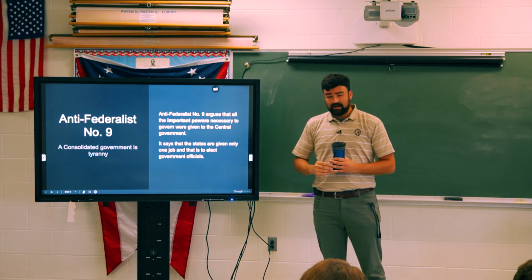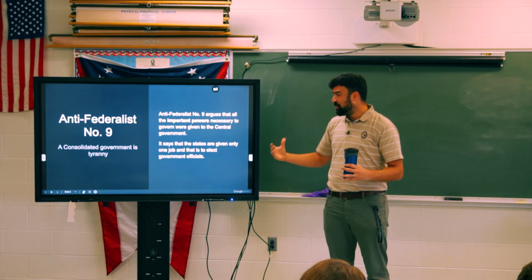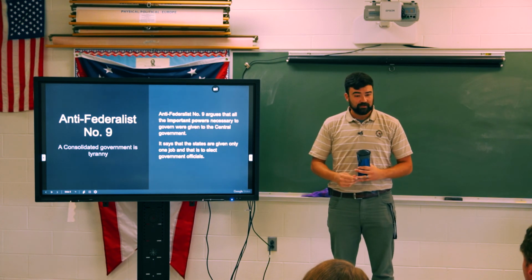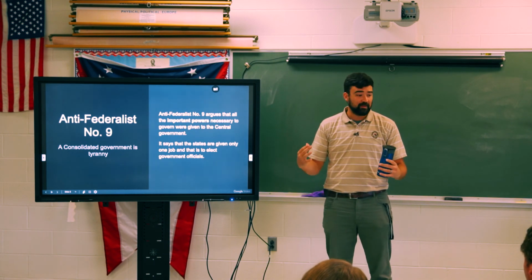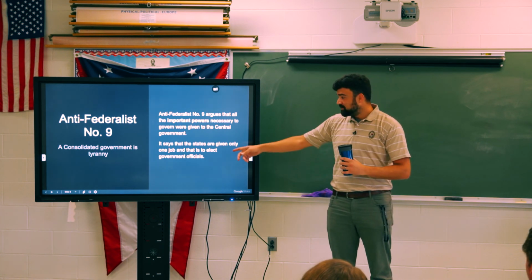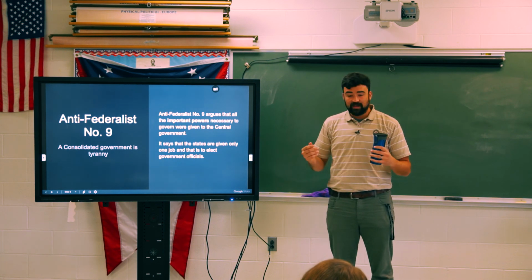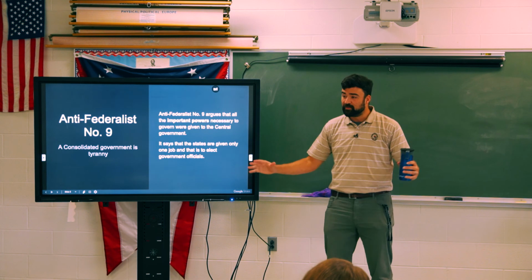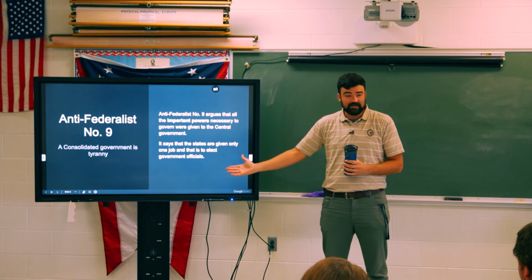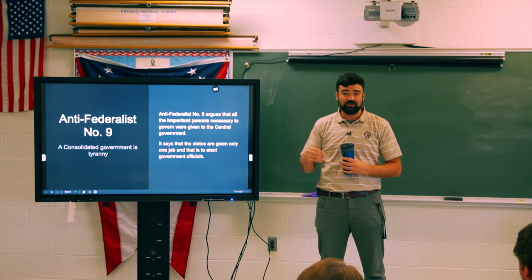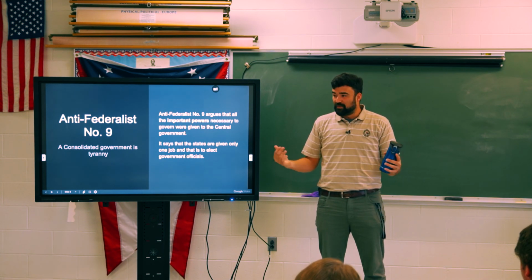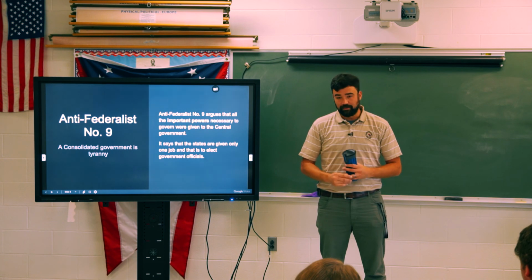In Anti-Fed number 9, the author argues that all the important powers necessary to govern were given to the central government. So he's saying when we created this Constitution, we gave all the big powers, all the ones that are necessary to govern, we gave them to the central government. So the state is merely a place where we elect officials. That's the only purpose the state government holds. And they feel like that's leaving zero or little power to the states. We're just going to choose people to go to that federal government, which is a nice big deal, I guess. But for the most part, it's not giving them a lot of governing authority.